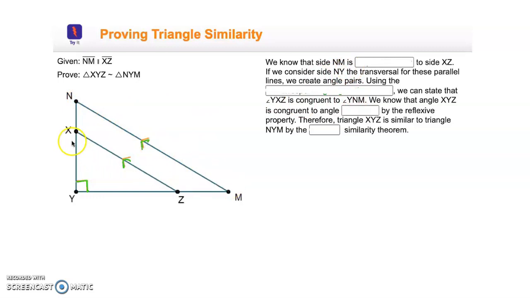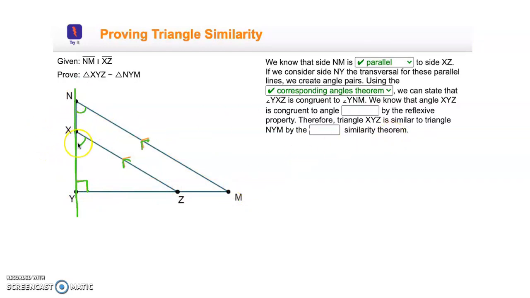NM is parallel to XZ, because that is given to us. So NM is parallel to XZ. That's our given. So if we consider NY as the transversal for this, then what do we know about angle N and angle X right there? Well, we know that corresponding angles are congruent. So using the corresponding angles theorem, we can state that YXZ is congruent to YNM.